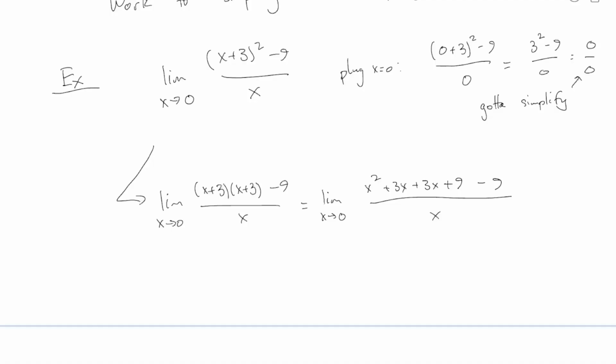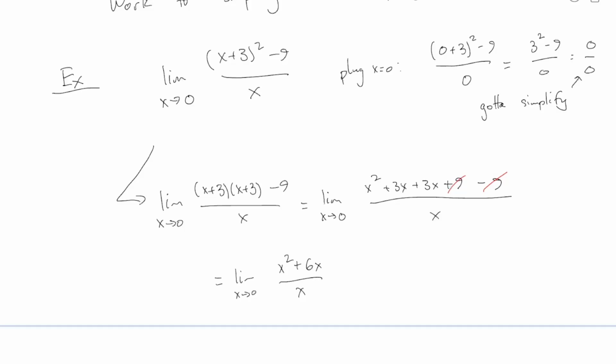Now, can we simplify that at all? I think we can. Actually, this plus 9 and minus 9 will cancel, right? That's nice. The plus 9 and the minus 9 will cancel. And then one other simple thing I can do is just add the 3x's. 3x plus 3x is 6x. So I still got the limit as x goes to 0 of x squared plus 6x divided by x. Right? The 9's went away, and I added up the 3's. Okay.